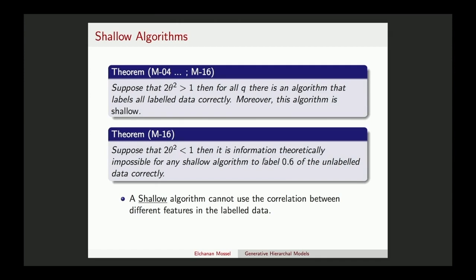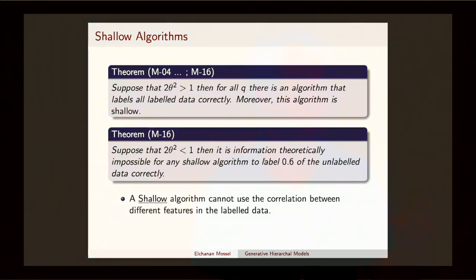So, similar to the thresholds we've seen before, there is a threshold for something that I'm going to call a shallow algorithm. So what is going to be a deep algorithm? A deep algorithm is going to be an algorithm that's not shallow. So I need to define either shallow or deep. I'm going to define shallow, and deep is just going to be the complement. The informal definition of a shallow algorithm is an algorithm that cannot use the correlation between different features of the labeled data. Questions? And I can use all the unlabeled data.